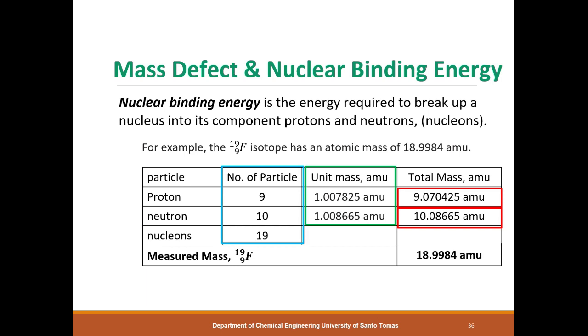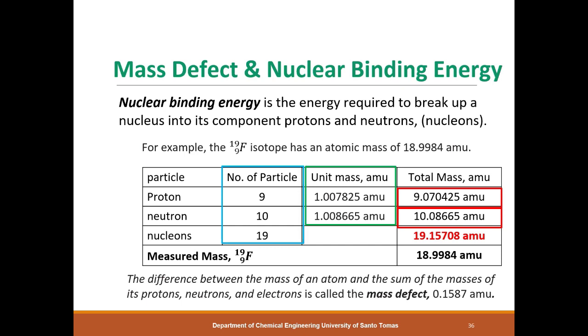And therefore, the atomic mass of this isotope of fluorine, calculated from the known numbers of electrons, protons, and neutrons, is 19.15708, which is larger than the measured mass of the fluorine-19 isotope of 18.9984. So the difference between the mass of an isotope and the sum of the masses of its protons, neutrons, and electrons is called the mass defect. And for this case, this has a value of 0.1587 atomic mass unit.